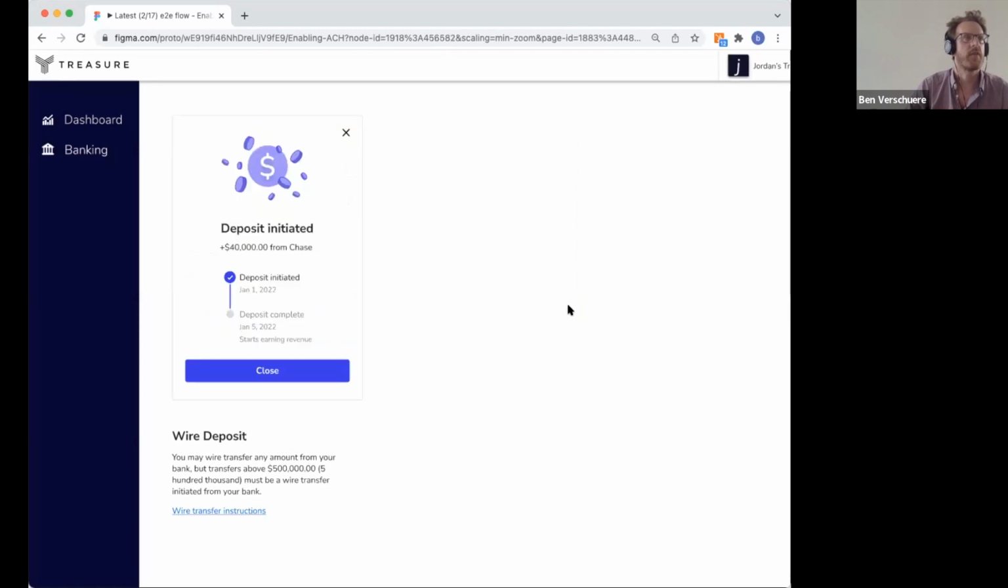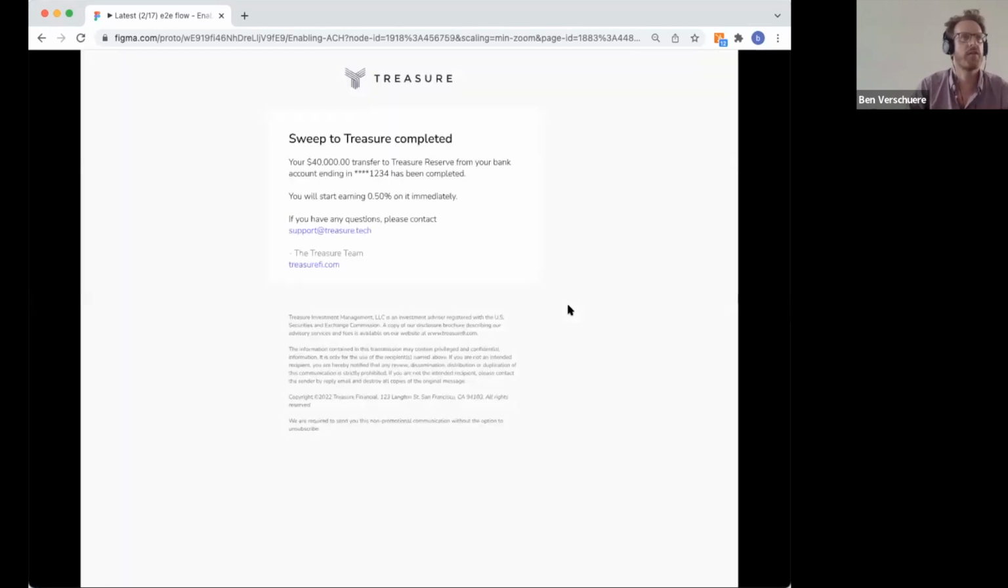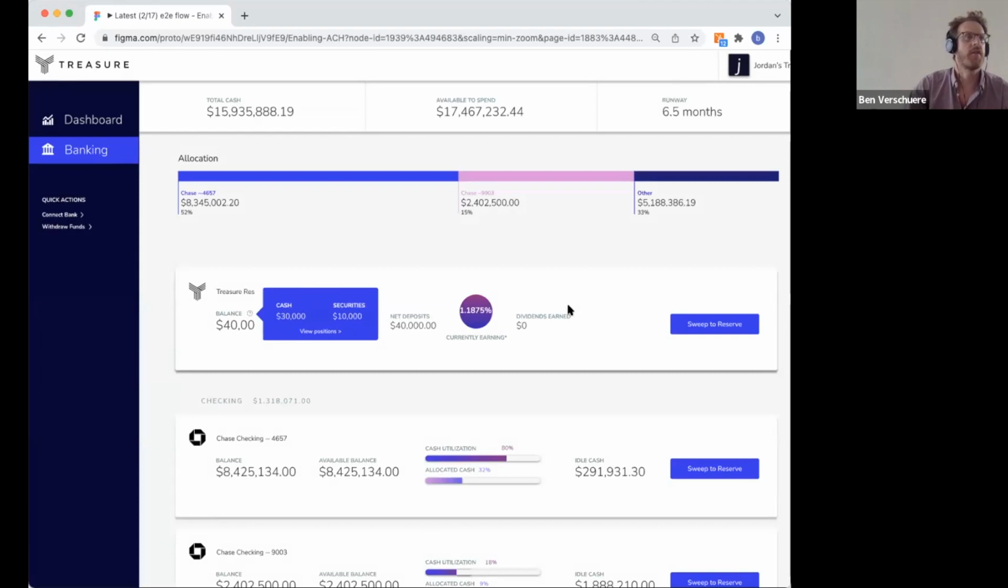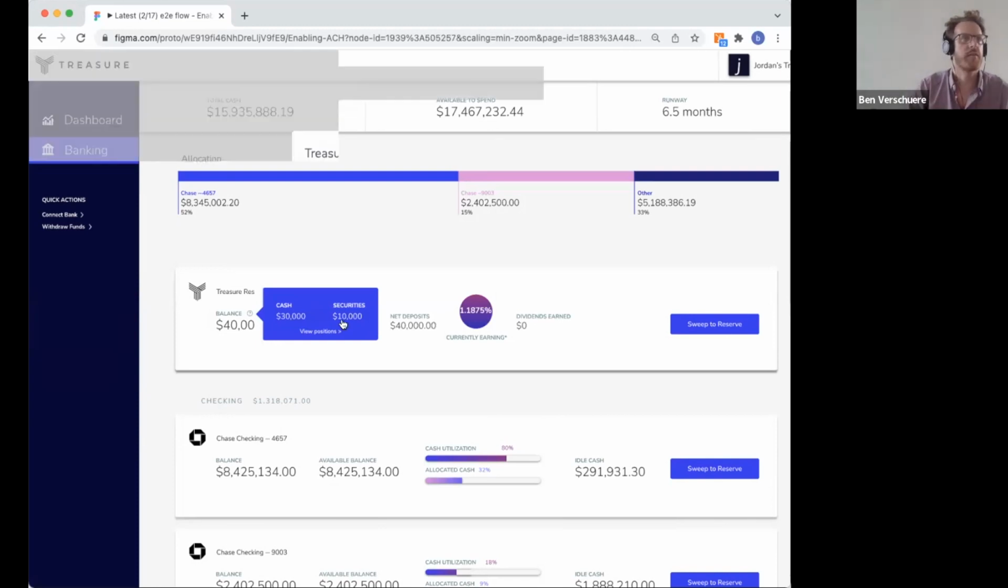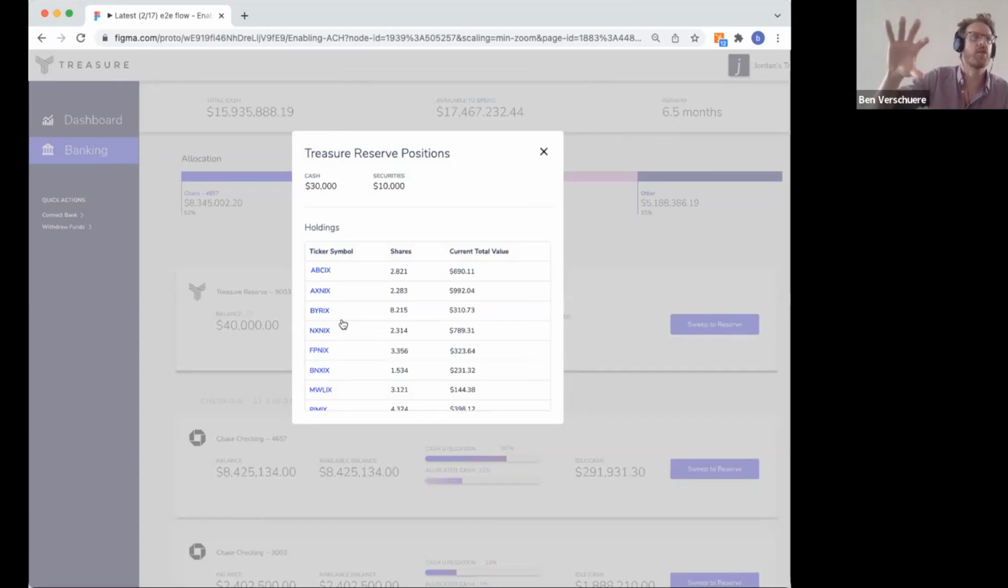One more time, getting that information done. And now the deposit is done. The customer has moved money from their bank account into their Treasure Reserve account. We send an email to confirm that it is being processed. And now all of a sudden, the customer has $40,000 in this case in their Treasure Reserve account, which is spread between an allocation of $30,000 into Treasure Cash and $10,000 into securities, for a blended yield of 1.875.